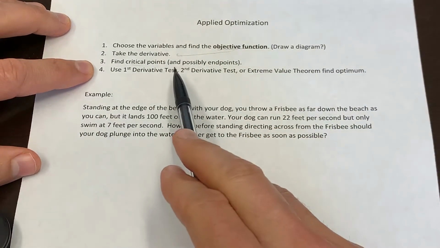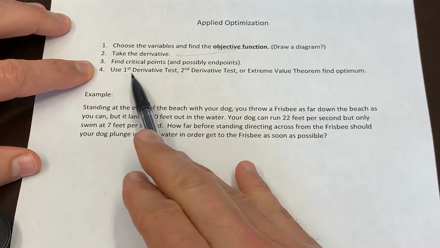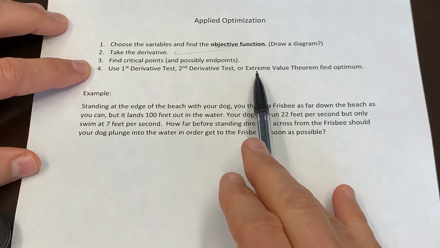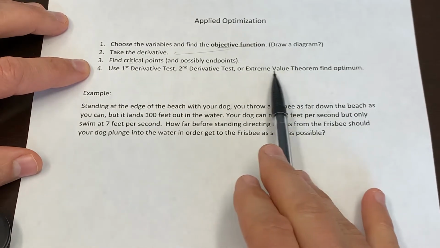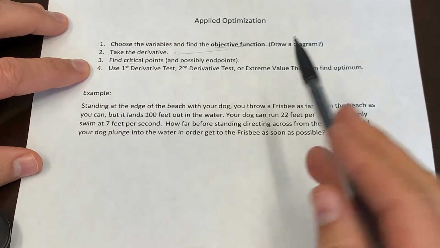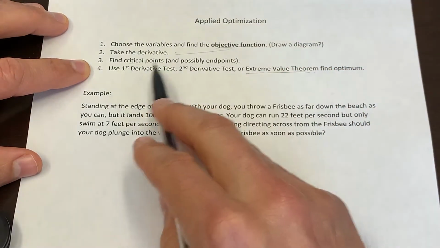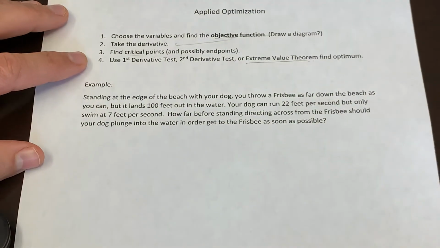Then if you don't have endpoints, you can just worry about the first derivative test or the second derivative test. If you do have an endpoint, you ought to think about the extreme value theorem to find the optimum. So remember, extreme value theorem includes specific endpoints. These two are not so dependent on endpoints.